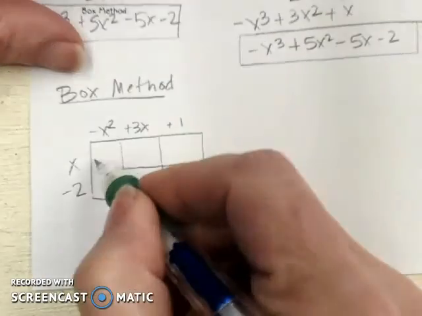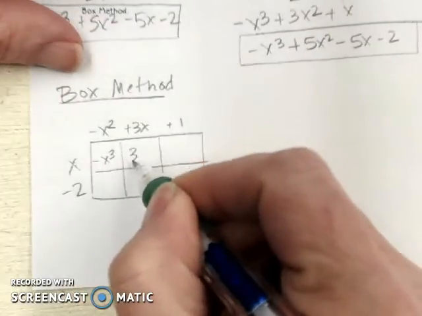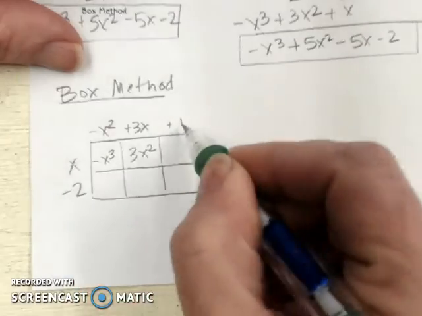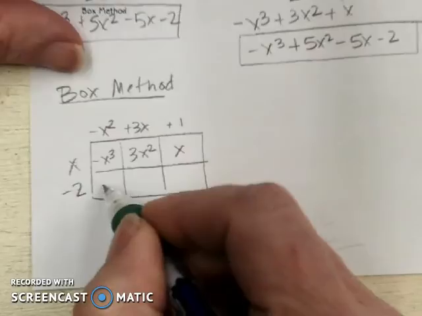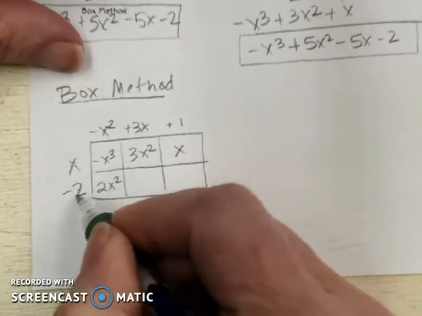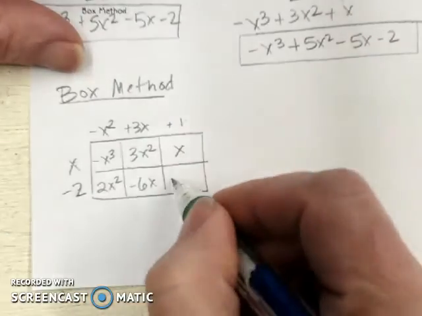you just multiply. So that's going to give me a negative x cubed. These two are going to give me a positive 3x squared. Multiply, I'm going to get a positive 1x. Multiply, I'm going to get a positive 2x squared. Multiply, I'm going to get a negative 6x. Multiply, I'm going to get a negative 3.